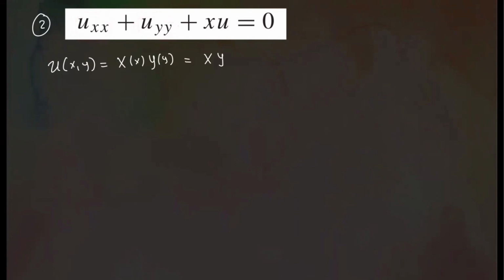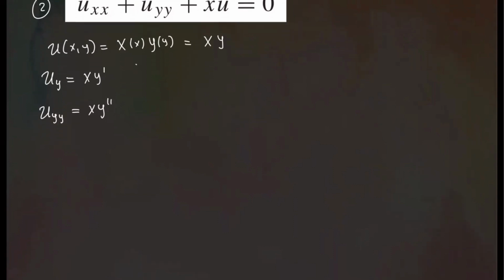All right, so let's go ahead and do that. We'll take the partial of u with respect to y. So X is treated as a constant. That would be X Y prime, and then the partial of u with respect to y again, so that will be X Y double prime. Then we're going to need the partial of u with respect to x. Now Y is a constant, so you'll have X prime times Y. And then we need u sub xx, the second partial of u with respect to x, so it'll be X double prime times Y.